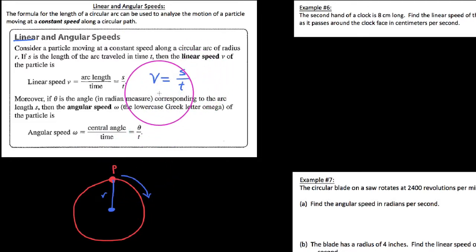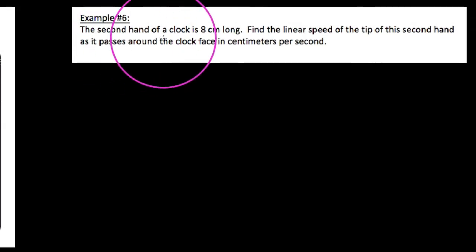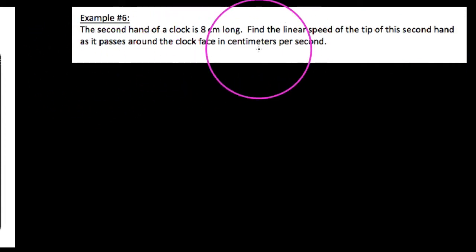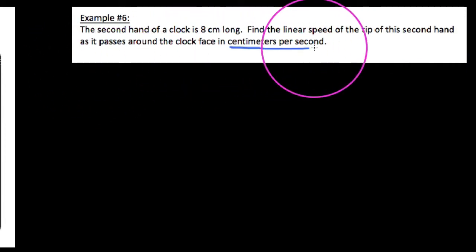Okay, so let's take a look at an example of where we might want to calculate this. It says the second hand of a clock is 8 centimeters long. Find the linear speed of the tip of this second hand as it passes around the clock face, and we want this measurement in centimeters per second.